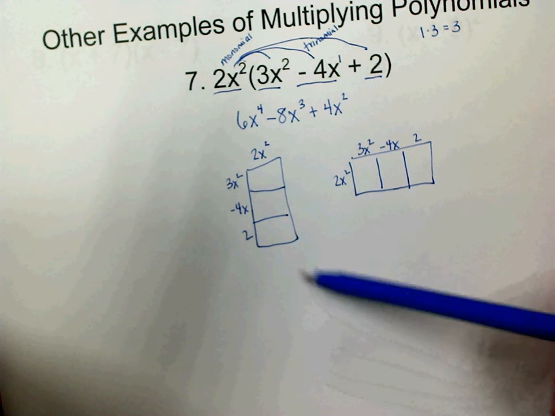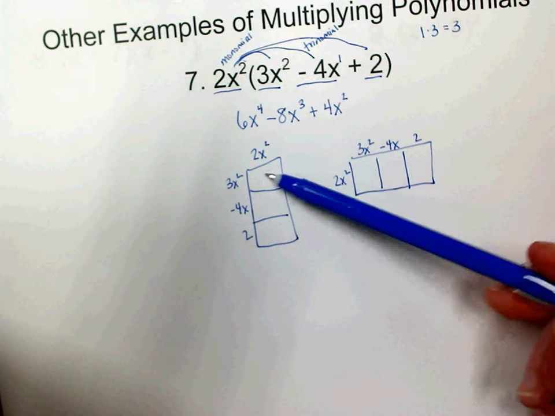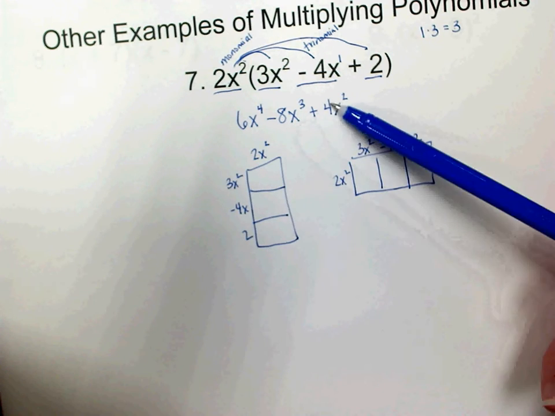But again, you're just multiplying these together to get here. So that's where your 6x to the 4th would go. Multiplying these together, that's the negative 8x to the 3rd. Multiplying these, that's the 4x squared.